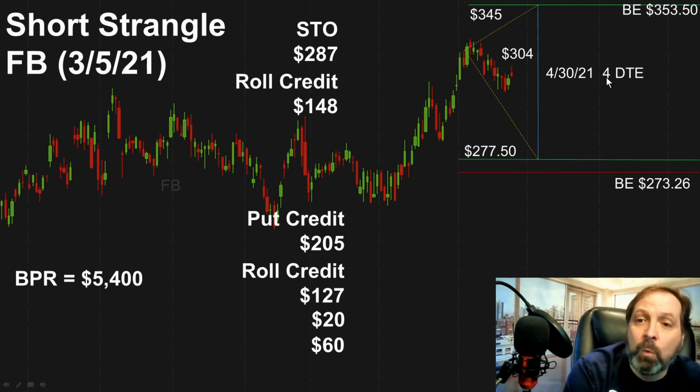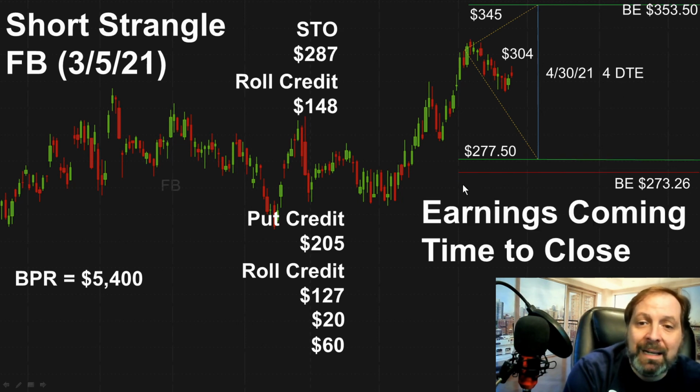I only have about 4 days till expiration and I'm ready to roll this out again because I want to collect more premium and have more time pass. But I took a look at the table and I noticed that earnings are coming. And I don't want to be in this trade during earnings. When a stock has earnings, unexpected things happen. It could shoot up, it could shoot down. Actually, I have no idea what it's going to do.